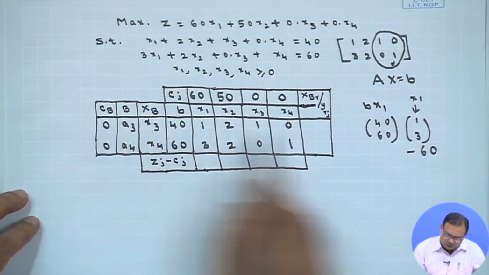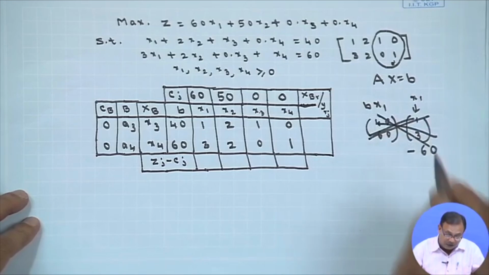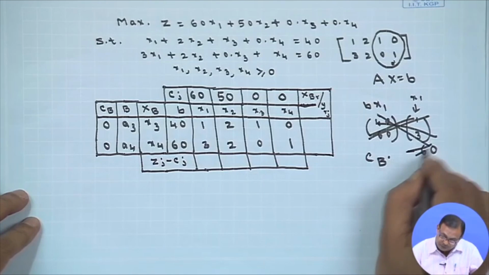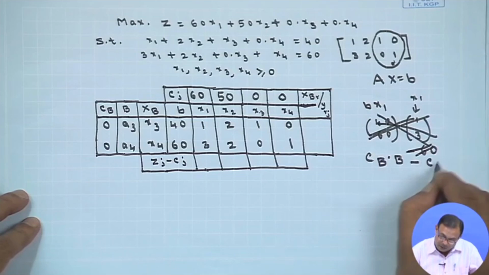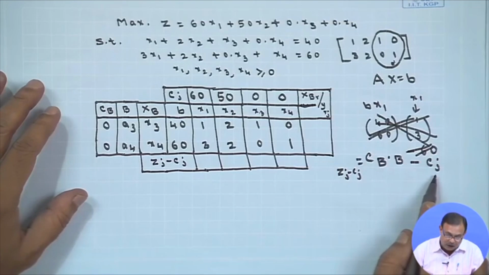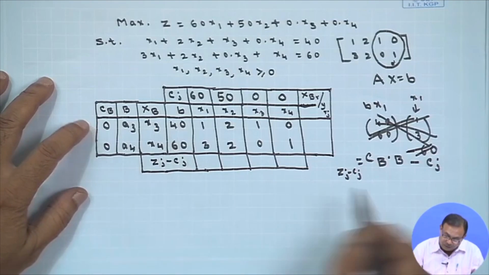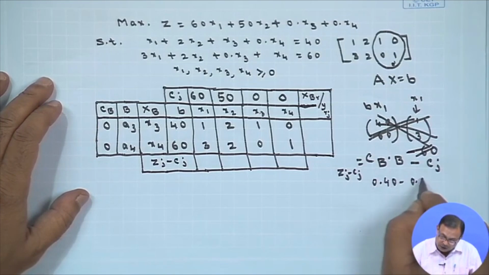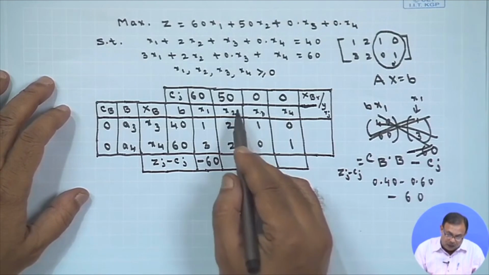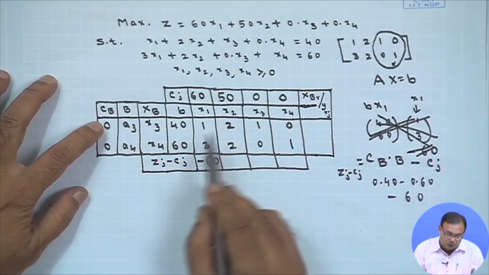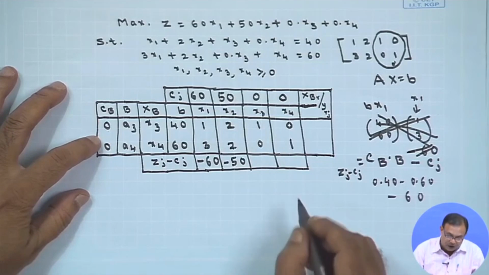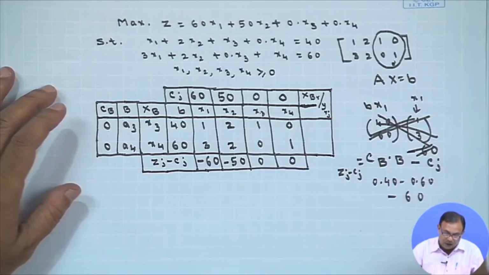I have written this wrongly here, totally wrongly. This is Cb into this B value minus Cj. Your Zj minus Cj is Cb into B minus Cj, that is 0 into 40, 0 into 40 minus 0 into 60 minus 60. So, the value here becomes minus 60. Similarly, for this case 0 into this value 2 plus 0 into this value 2 minus 50. So, it will be minus 50. Since both are 0 here, this will be 0 and this will be 0.